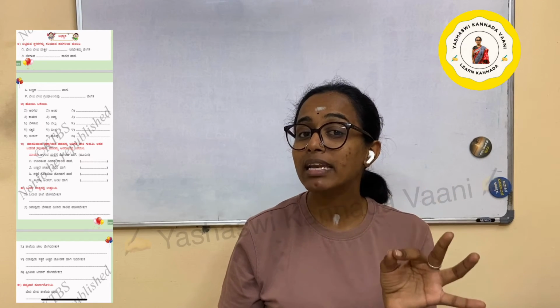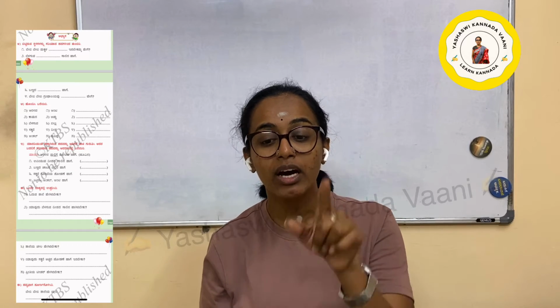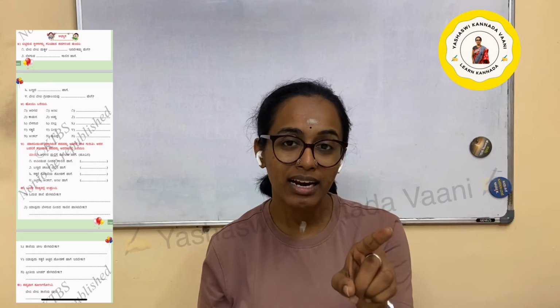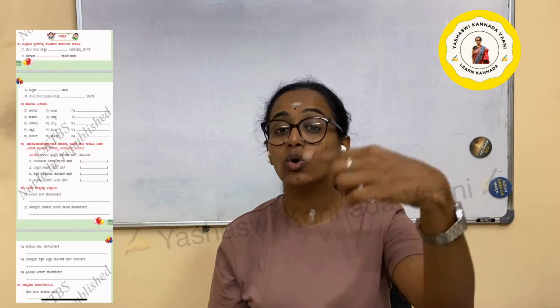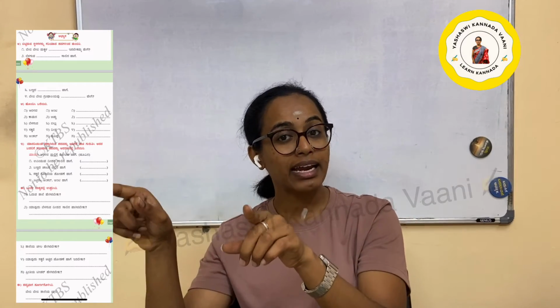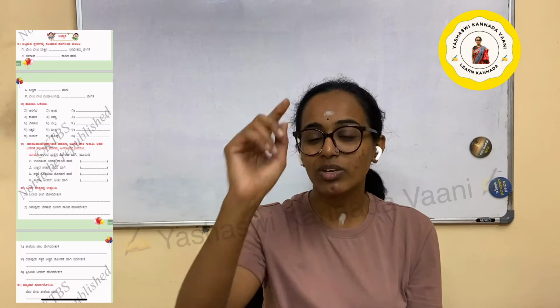So do we have a mallige in the poem? No. Instead of a mallige, we have a huvina. So huvina is the right answer. Mallige is the wrong answer. Mallige has been underlined. So read all these lines, go to the poem, find out what is wrong, write the right answer in the bracket, and underline the wrong one. Okay? So this one you can do on your own.